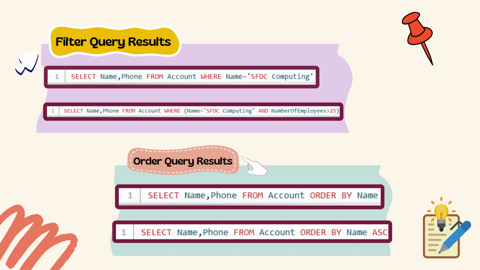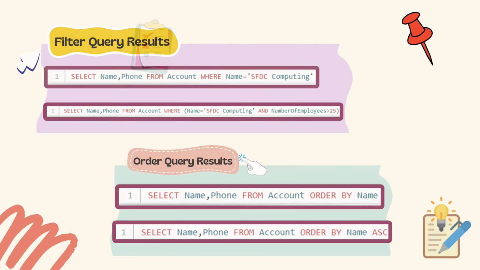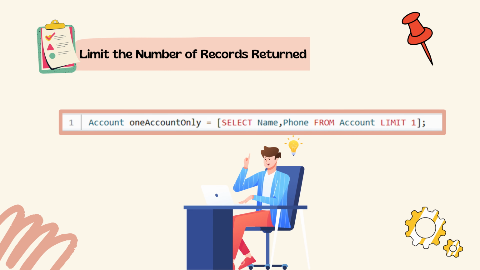To narrow down results, you can add conditions in the where clause. This helps when you want specific records that fulfill certain criteria. Let's dive into examples of filtering query results with conditions. By default, query results are not ordered. However, you can add an order by clause to sort the returned records based on a specific field. Let's explore how you can order query results in SOQL.